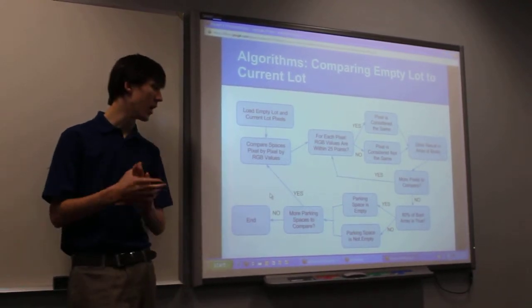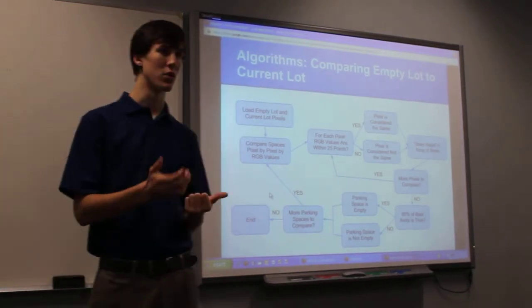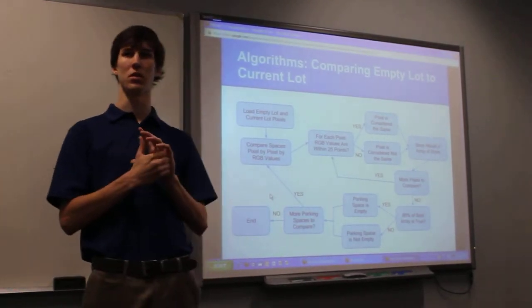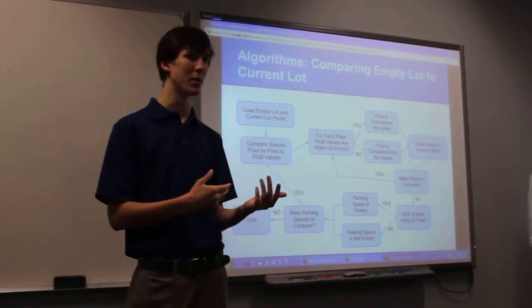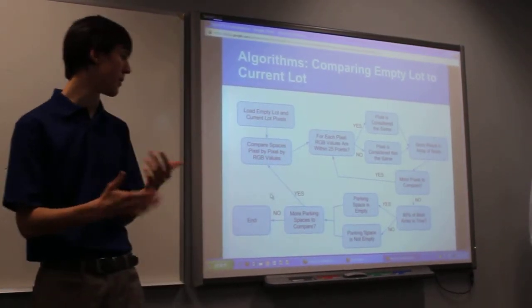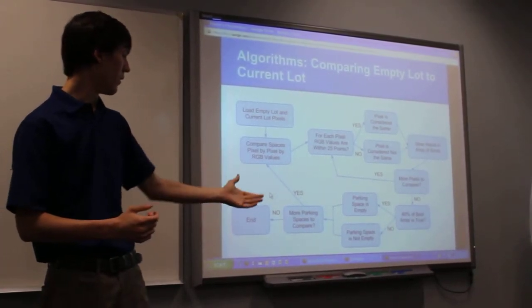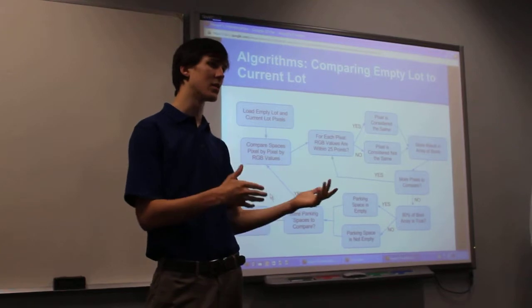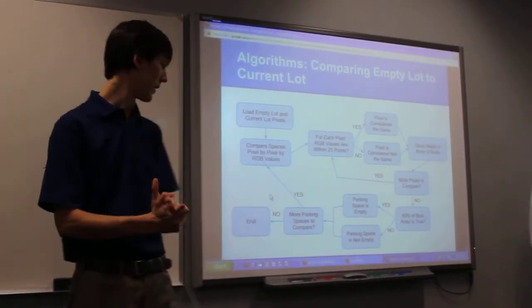Then we looked at the array of true-false values as to whether the pixel was the same, and if 80% of the pixels that we tested were the same as the ones from the empty lot image, then we determined that that parking space was empty. And we outputted the value for that parking space to be empty, and we repeated this process for each parking space in the parking lot.